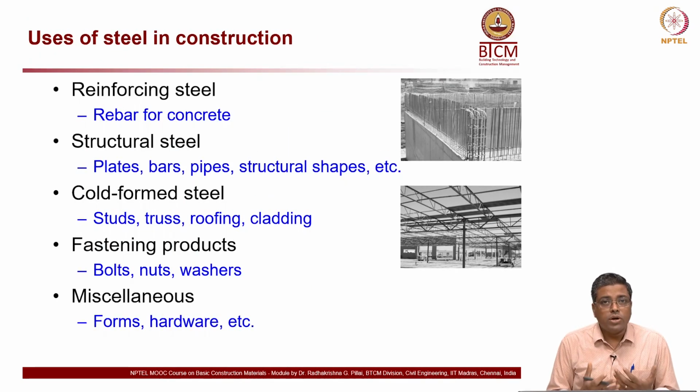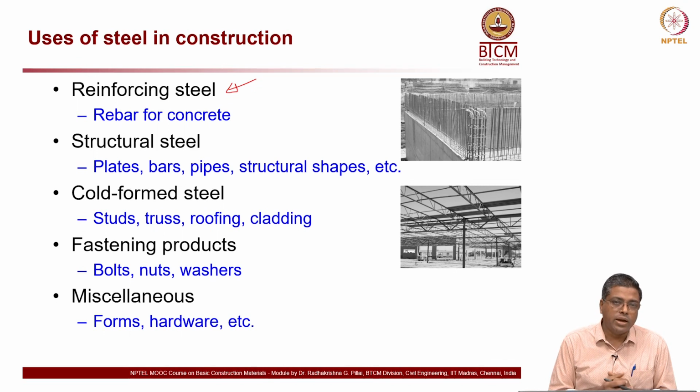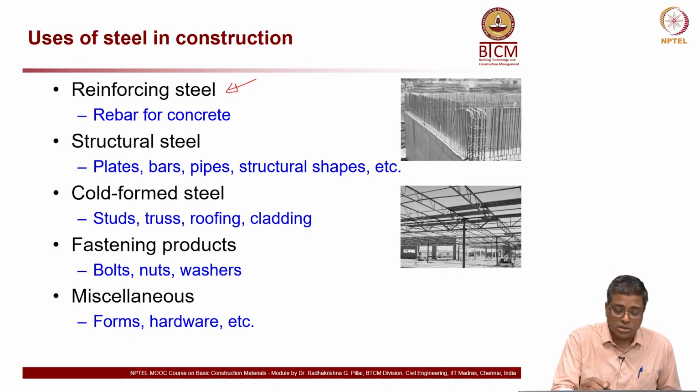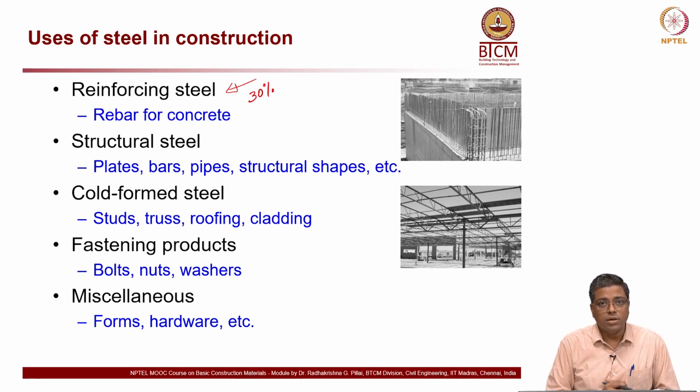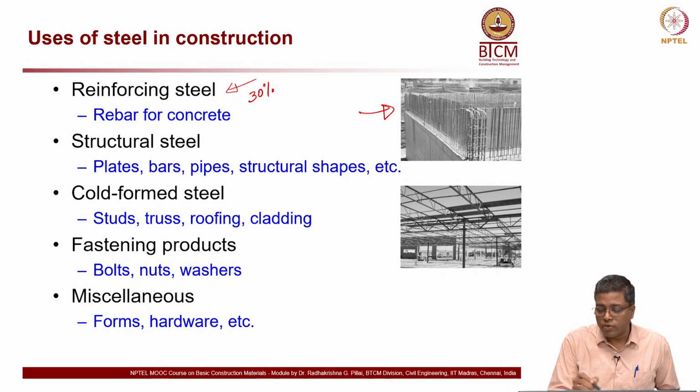Now, where do we use steel in construction? One of the major applications is reinforcing steel. About 30% of the steel made in this country is used as reinforcement. These are the round rebars which you see, used in concrete construction. About 30% of all the steel made in the country goes into rebars. Then we have structural steel. This is an example of reinforcing steel.